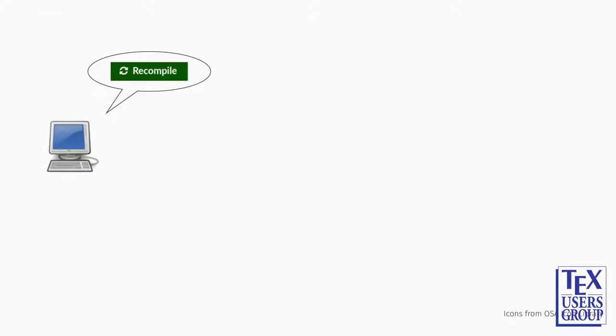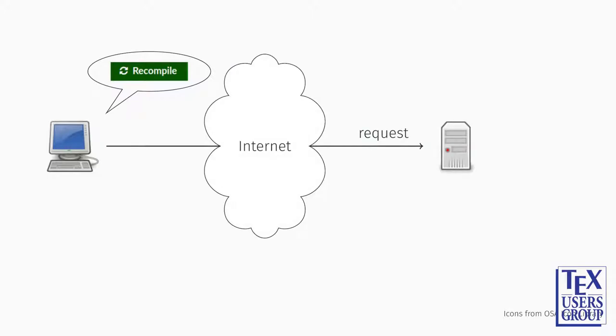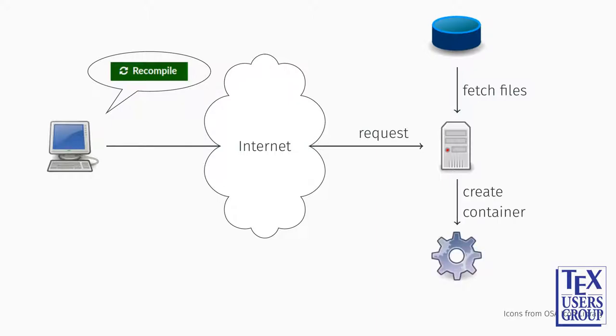So let's dive a little bit into what happens when you hit the compile button. When you hit the compile button, a request to compile your document is sent to an Overleaf server through the internet. When the server receives a request, it first fetches your project's files from a database. Then it runs LaTeX make inside a Docker container.